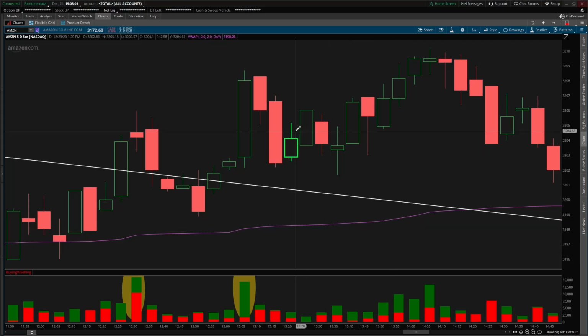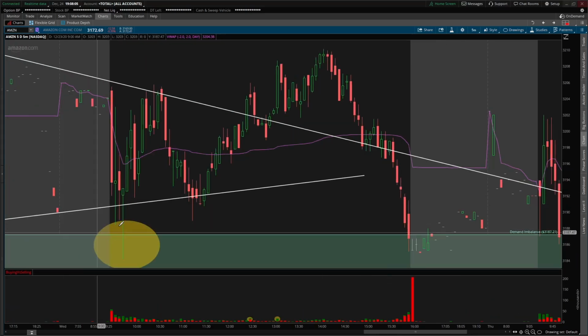And what's going to happen to price? It's going to come down. And that's what we did. We broke out of this wedge. Nice bounce from demand. Broke out and then sold off the rest of the day.